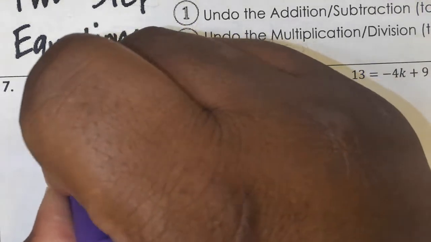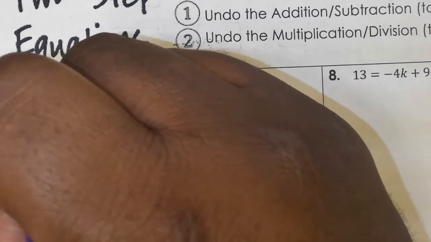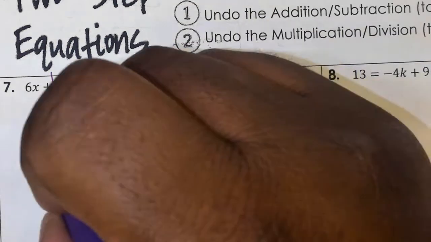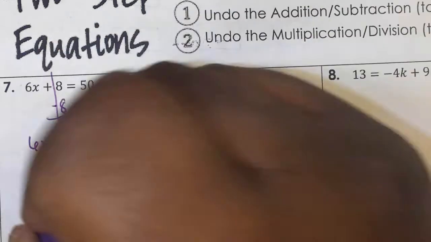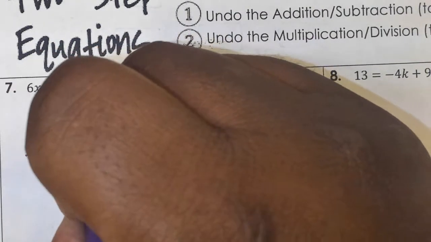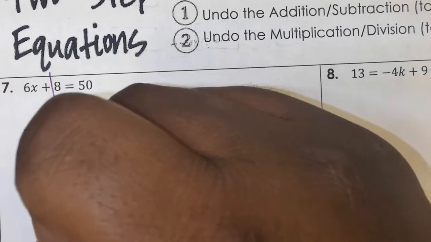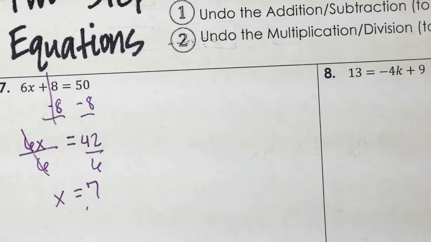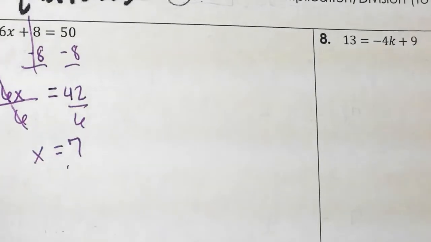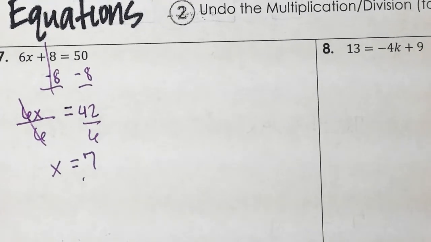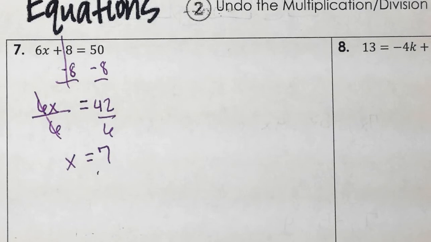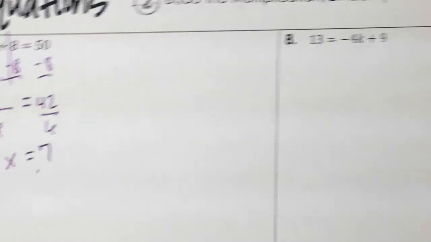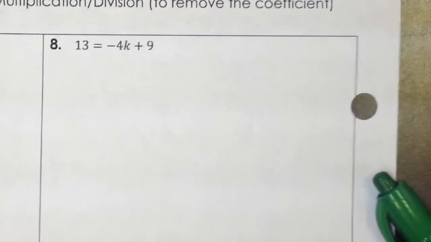You know what it is. You know what you should be solving for. 6x. 50 minus 8, that's 42. Divide by 6. Divide by 6. x equals 7. I think we had a couple on here like that.